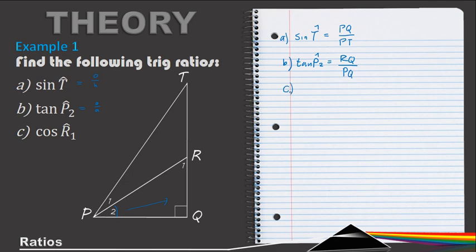Then for C, cos R1. Now R1 is over here, and cos is adjacent over hypotenuse. Our adjacent side is the side between the angle that we're working from and the right angle, so that's this RQ. So cos R1 is equal to RQ over hypotenuse, and across from the right angle is PR.